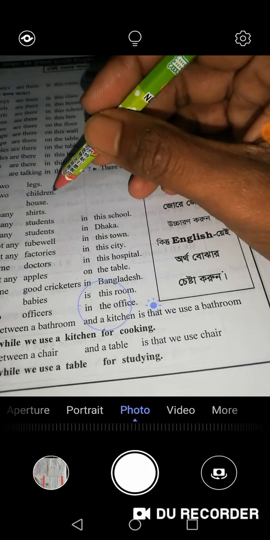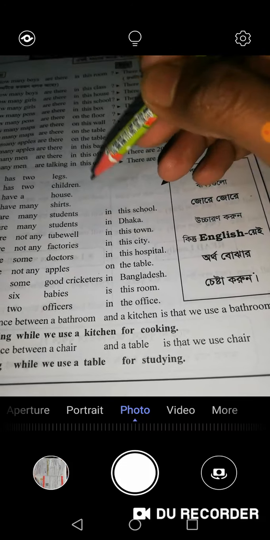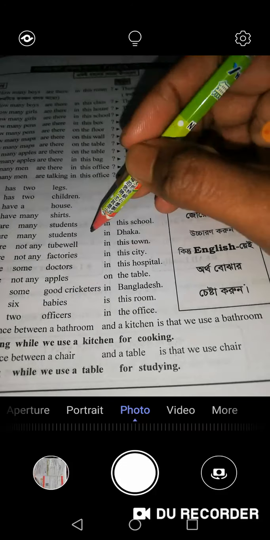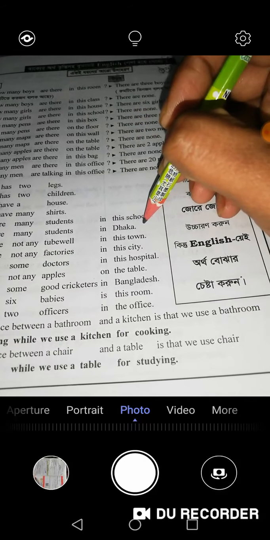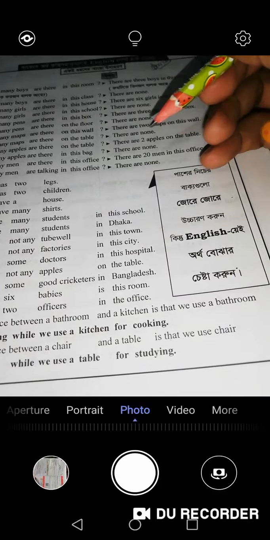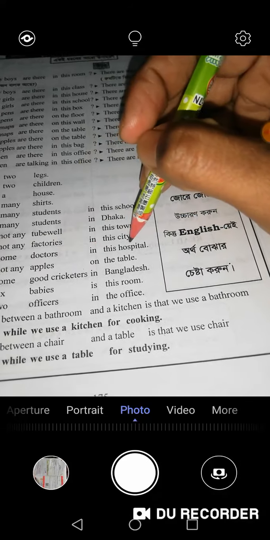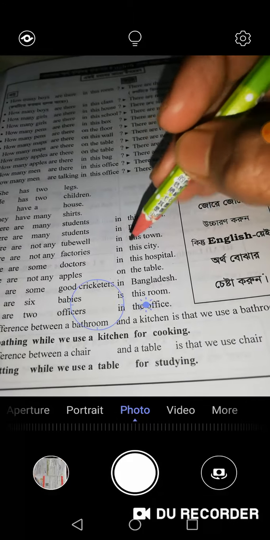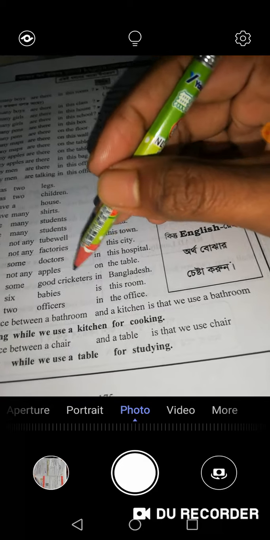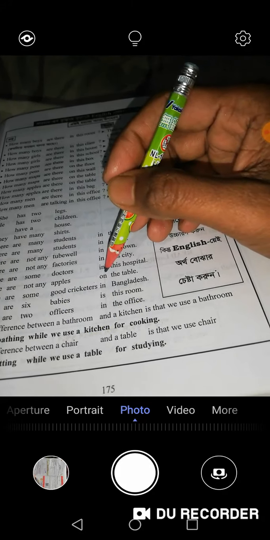She has two legs. She has two children. I have a house. They have many shirts. There are many students in school. There are many students in Dhaka. There are not any tubs in this town. There are some doctors in the hospital. There are not apples on the table. There are some good cricketers in Bangladesh. There are six babies in this room. There are two officers in this office.